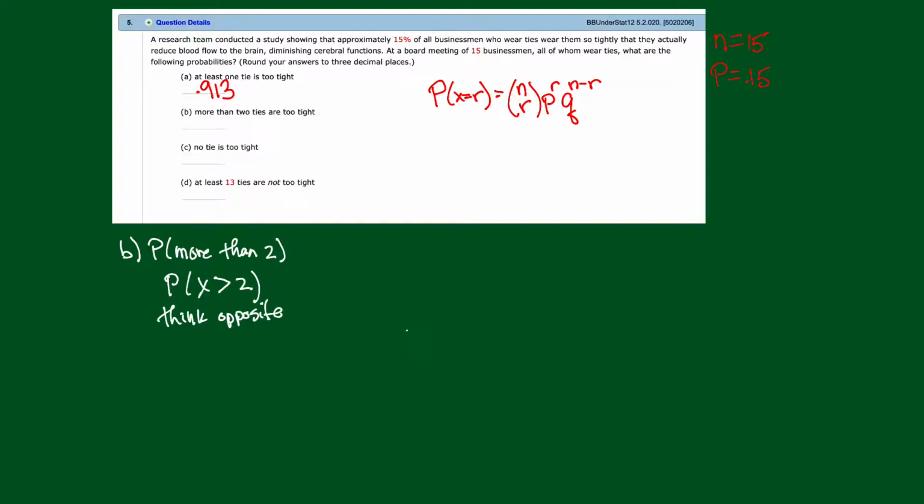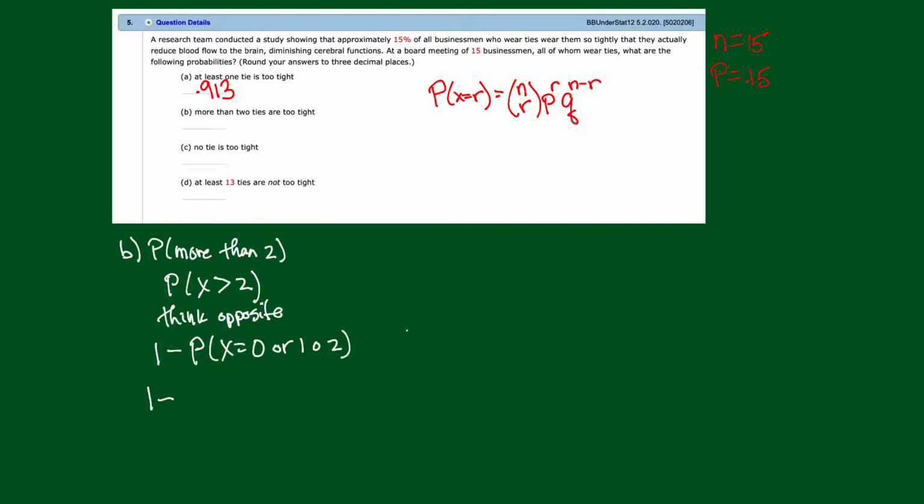Because what is the opposite of... now as soon as you say opposite, 1 minus. Now what is the opposite of at most 2? Well, X could be what? 0 or 1 or 2, right? That's the opposite of more than 2. You could get something 2 or less, 0 or 1 or 2. Now we can do this directly on our calculator. So type in 1 minus.